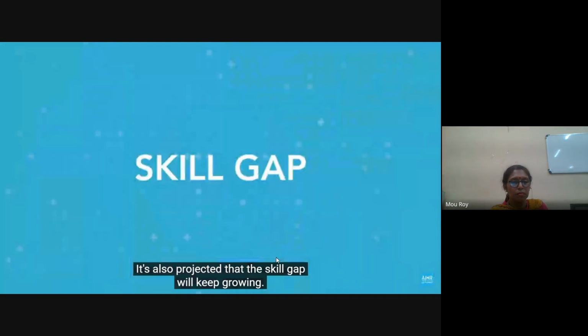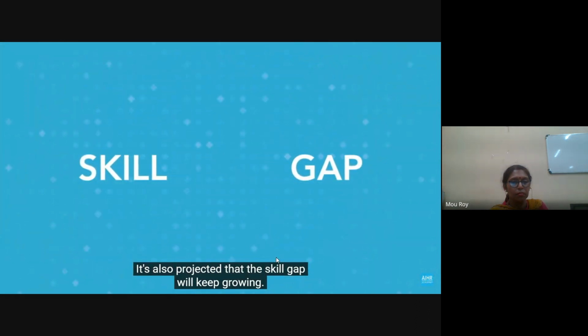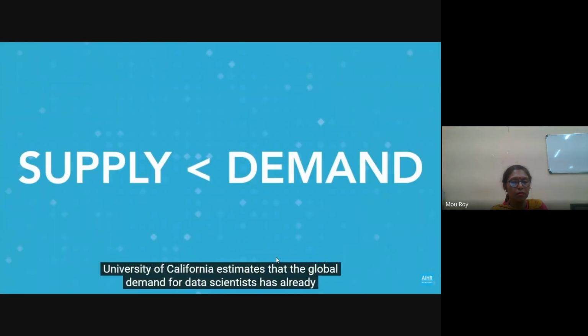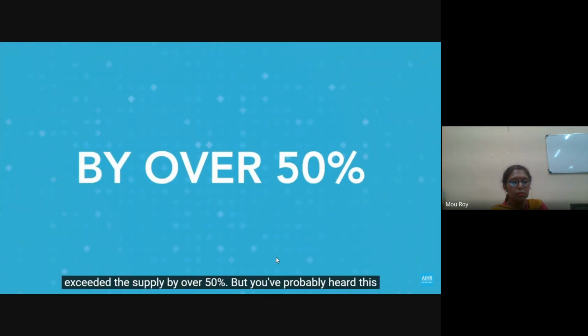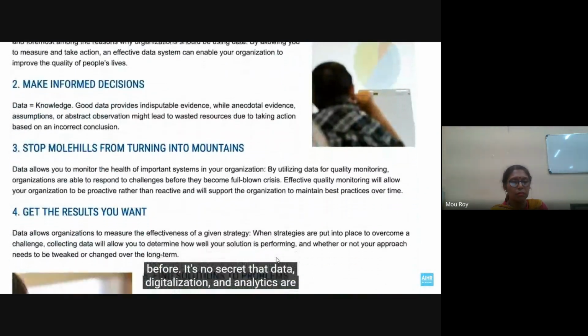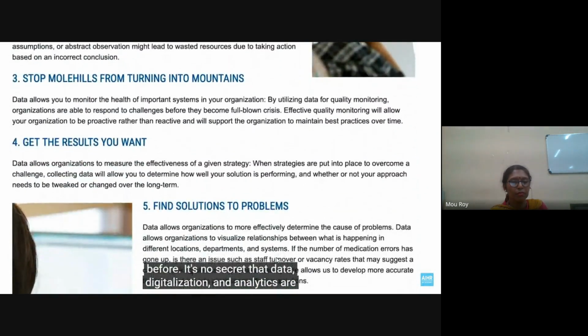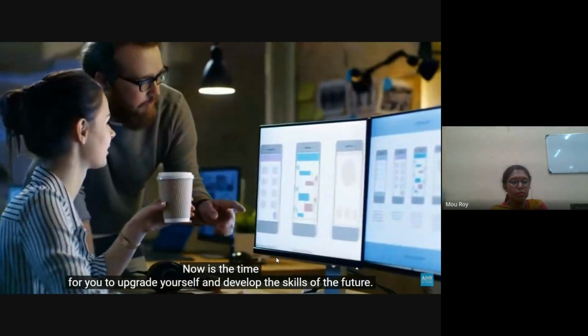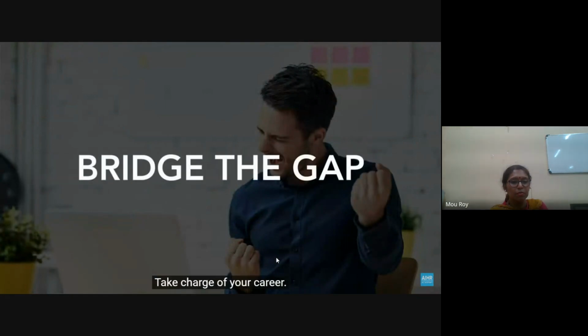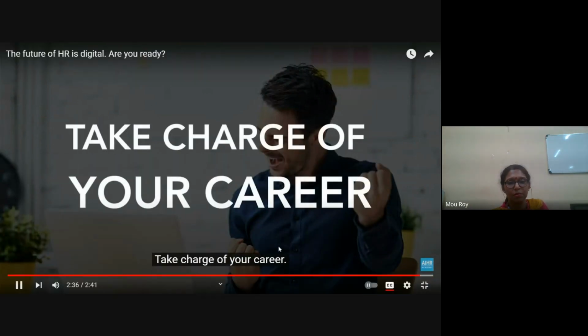It's also projected that the skill gap will keep growing. University of California estimates that the global demand for data scientists has already exceeded the supply by over 50%. But you've probably heard this before. It's no secret that data, digitalization, and analytics are becoming crucial in HR. Now is the time for you to upgrade yourself and develop the skills of the future. It's time for you to become data-driven. Bridge the gap. Take charge of your career.